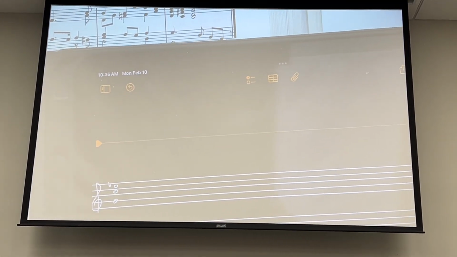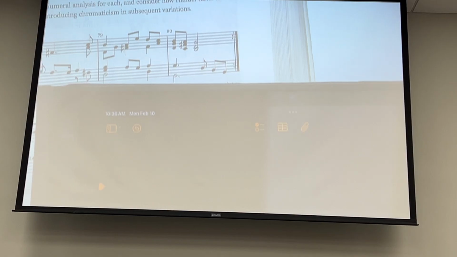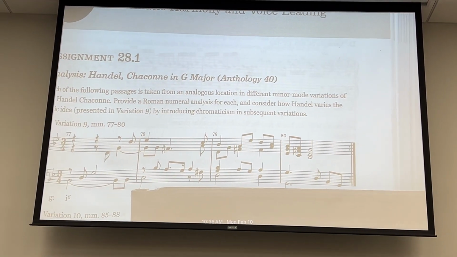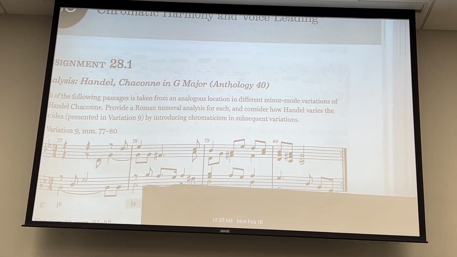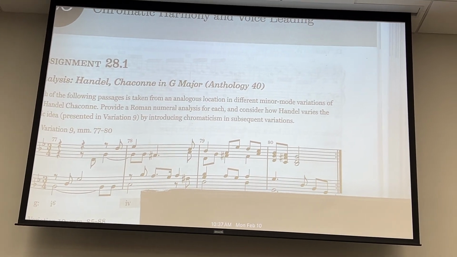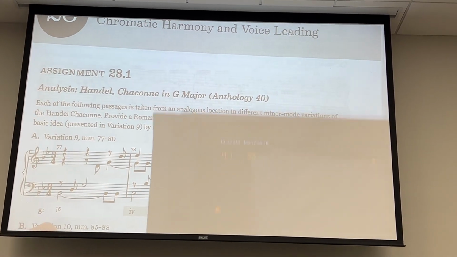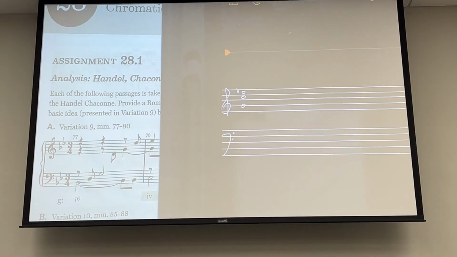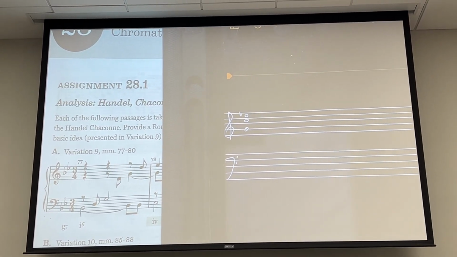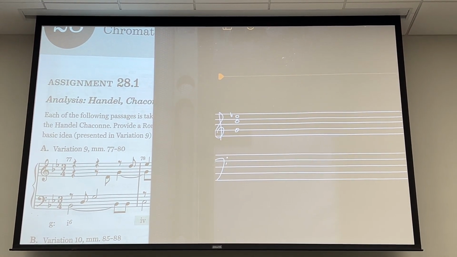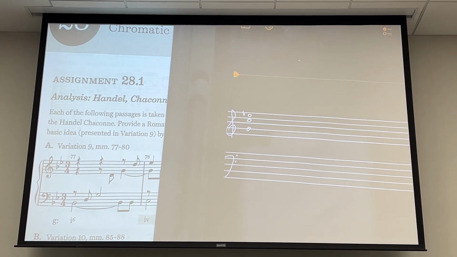Wait. We're in G minor. So that's just a 4 chord. Oh, there's an idea. But then it goes to F sharp. So then, this next beat, right?